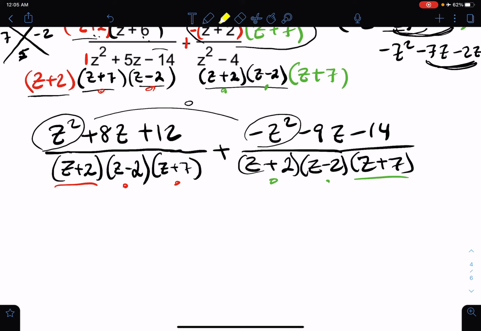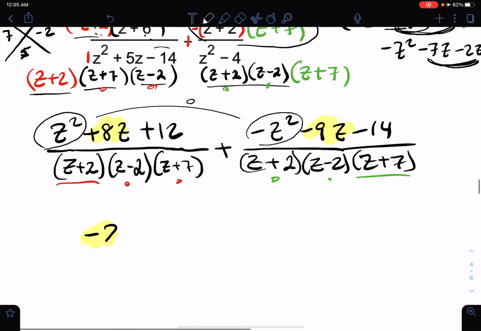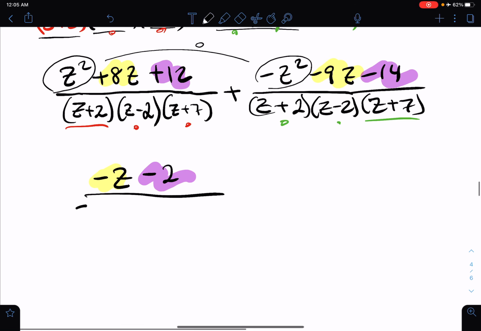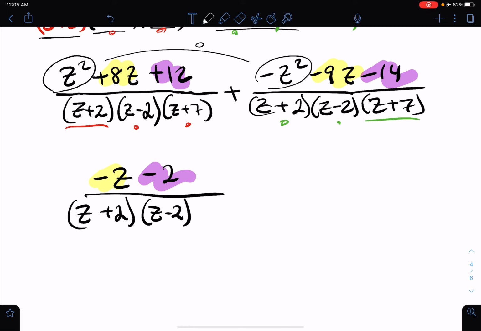And let's take a look at what else we have. We've got 8z and negative 9z. Well, that's just going to make negative z. And then I've got, how about this, 12 and negative 14, which is going to make negative 2. This is all over my LCD, which is z plus 2, z minus 2, z plus 7.